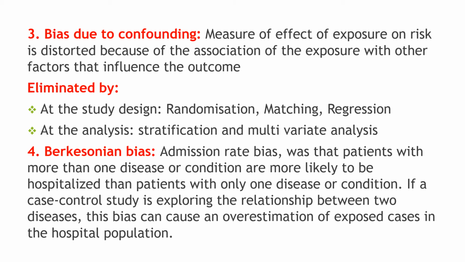So it is a measure of the effect of exposure on the risk that is distorted because of the association of the exposure with other factors that influence the outcome. So how will you eliminate this confounding bias? It is to be eliminated at different stages in a different way.